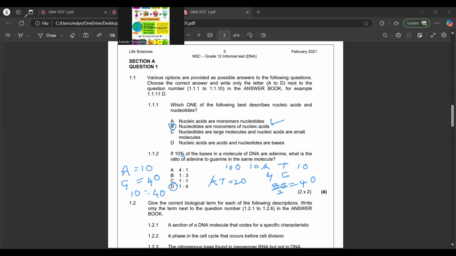Let's move on to the next question. Give the correct biological term for each of the following descriptions. Write only the term next to the question number. Okay, let's see what we have here.